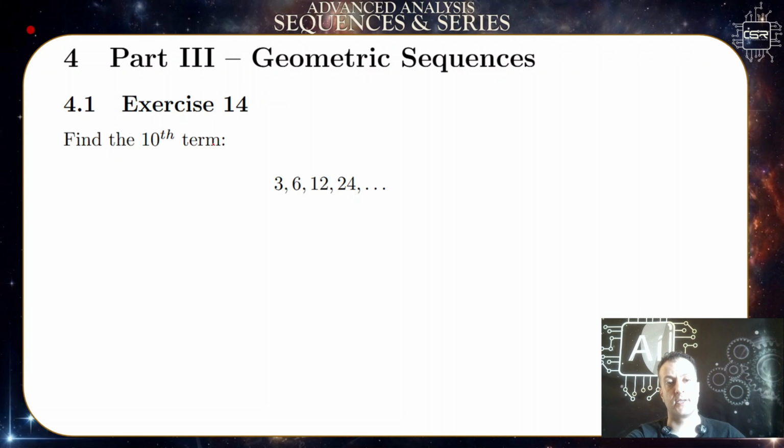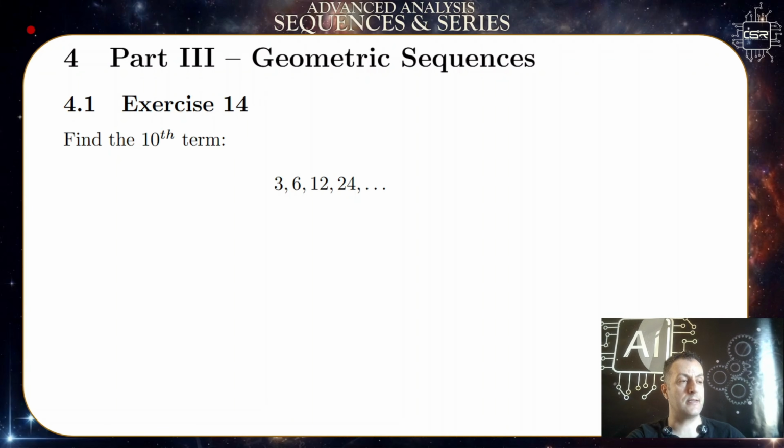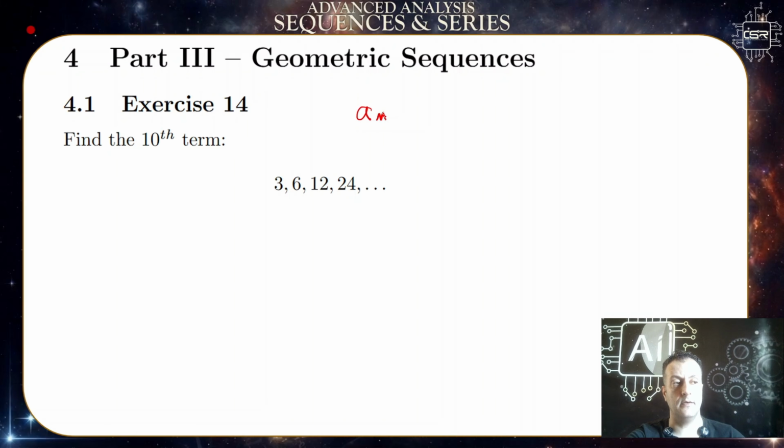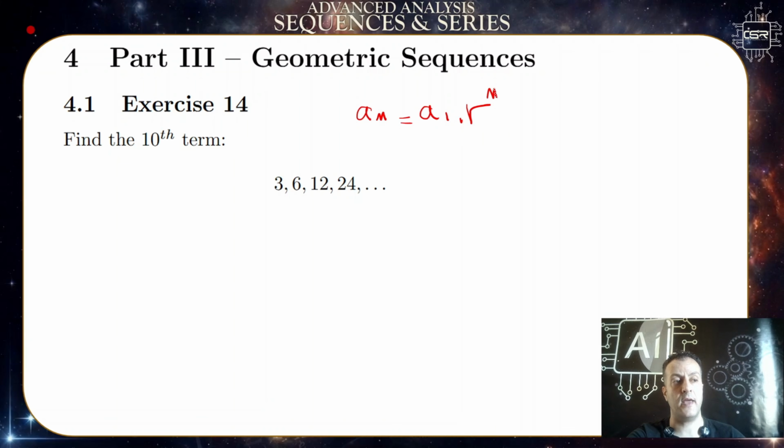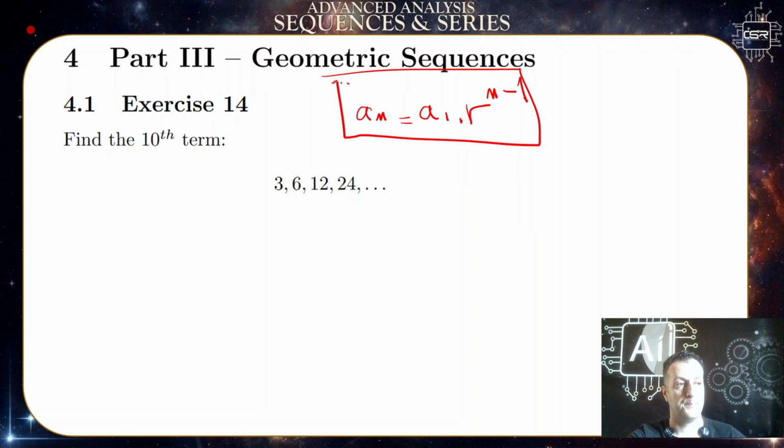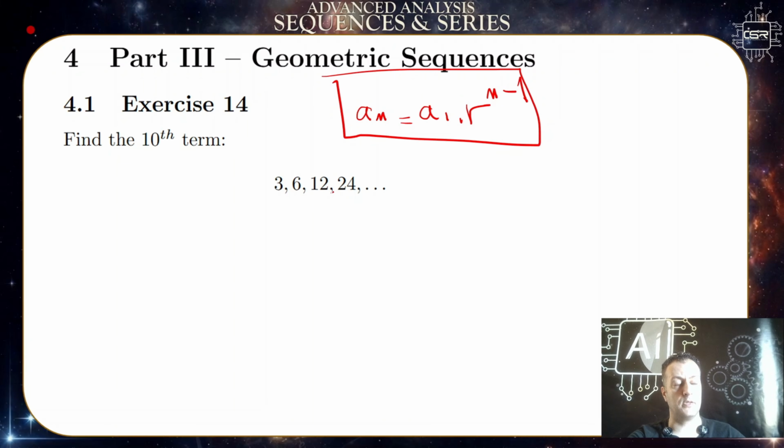Part 3, geometric sequences. 14. Find the tenth term for 3, 6, 12, 24. Now, for a geometric sequence, the formula for an nth term is an equals a1 times r to the power of n minus 1. If we look at the gap between different elements in this sequence, the first gap is 3, because 3 plus 3 equals 6. Then the second one is 6, because 6 plus 6 equals 12. Then 12. So we notice that it is actually doubling.